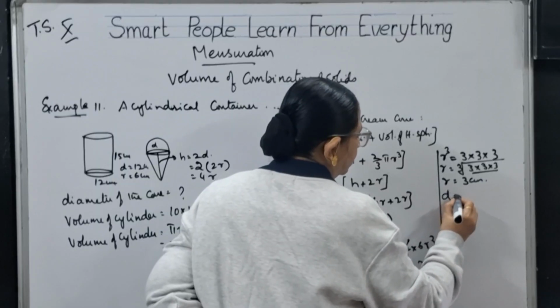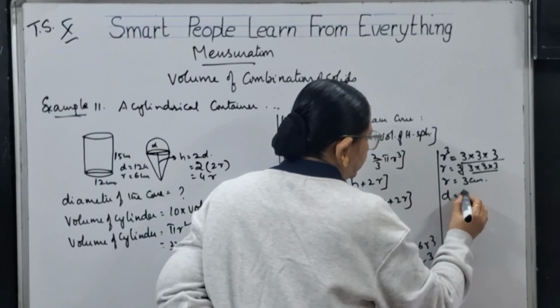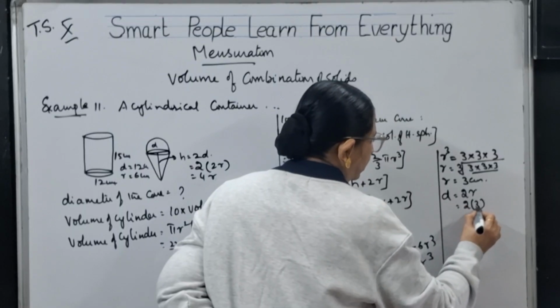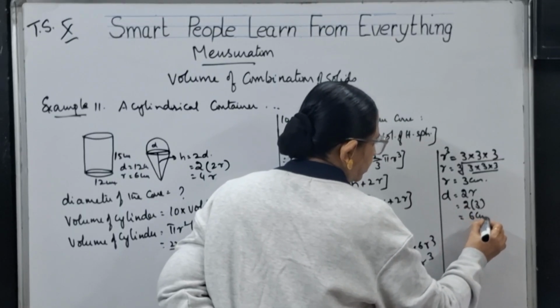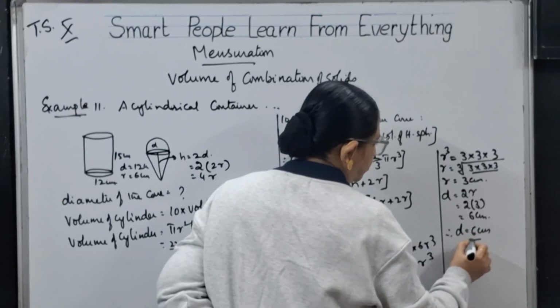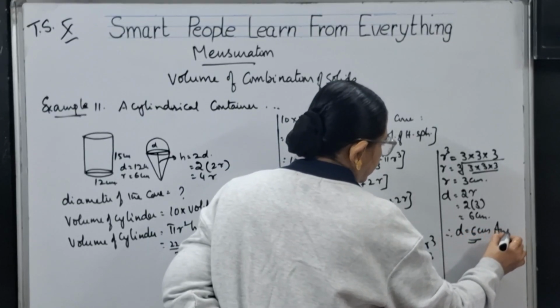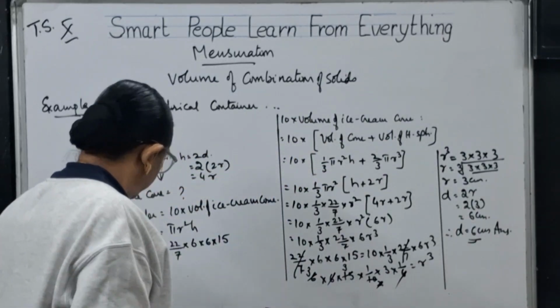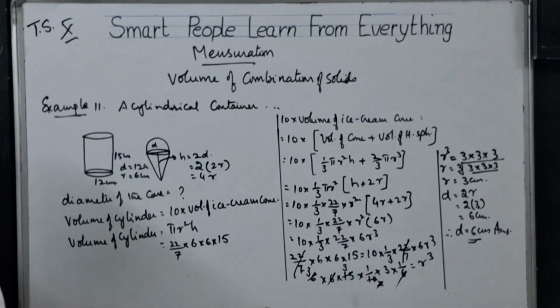If R is equal to 3 centimeters, diameter is 2 times R, 2 into 3, that is 6 centimeters. Therefore, diameter is equal to 6 centimeters is the answer for this problem, children. Please note it down.